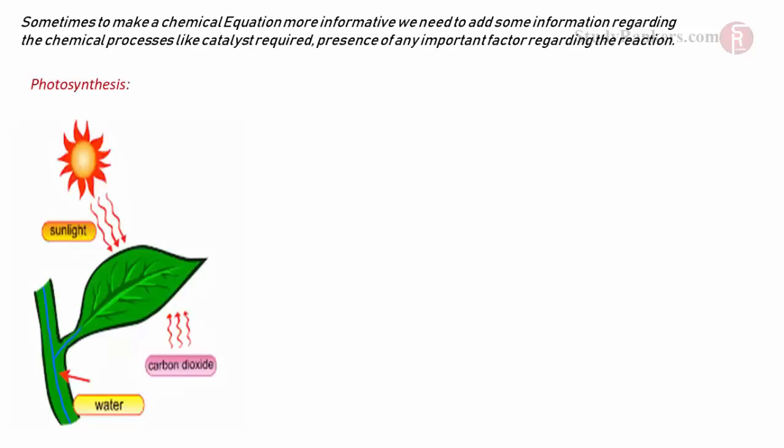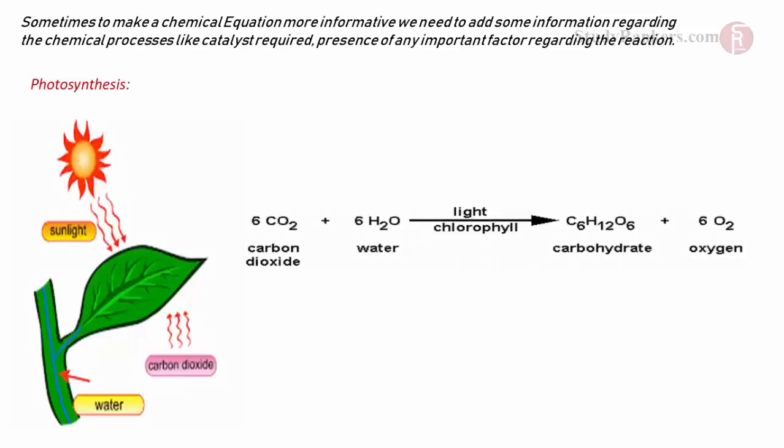Sometimes, to make a chemical equation more informative, we need to add some information regarding the chemical process, like catalyst required or presence of any important factor regarding the reaction. Here, in photosynthesis, the presence of sunlight and chlorophyll is required, which has been mentioned here in the equation.